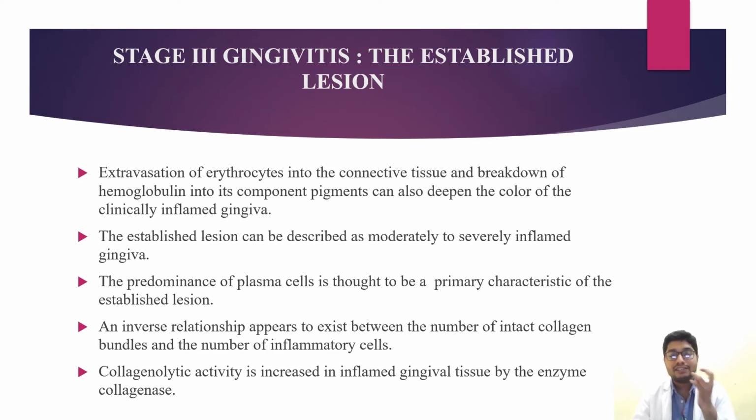At this time you can see the gingiva get inflamed; only when the established lesion forms can you see it clinically. The established lesion can also be described as moderately to severely inflamed gingiva. The predominance of plasma cells is thought to be primarily characteristic of the established lesion. An inverse relationship appears to exist between the number of intact collagen bundles and the number of inflammatory cells. Collagenolytic activity is increased in inflamed gingival tissue by the enzyme called collagenase.